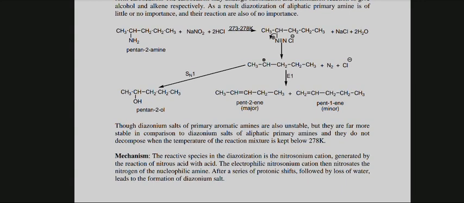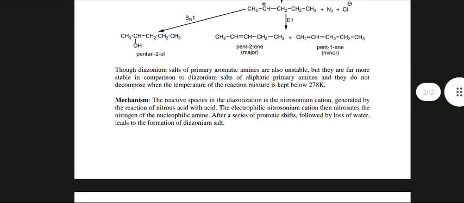Though diazonium salts of primary aromatic amines are also unstable, they are far more stable in comparison to diazonium salts of aliphatic primary amines, and they do not decompose when the temperature of the reaction mixture is kept below 278 Kelvin. Mechanism.